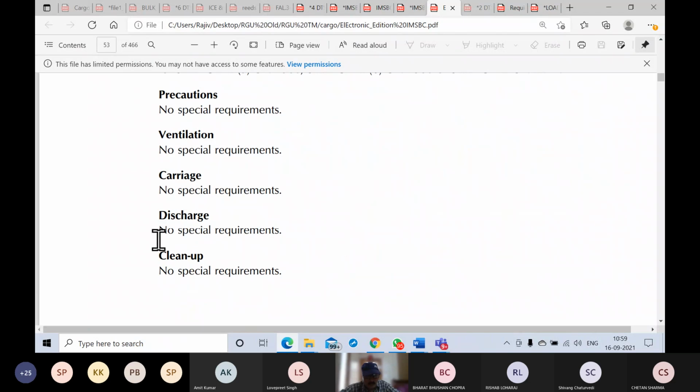No special requirement for carriage, no special requirement for discharge. Cleanup also has no special requirement. That's good. Makes life easier.